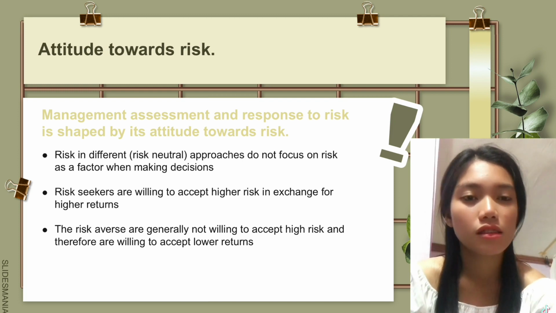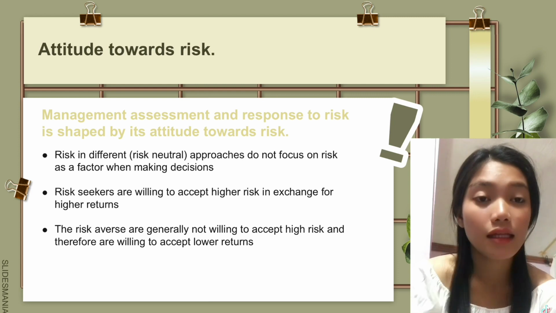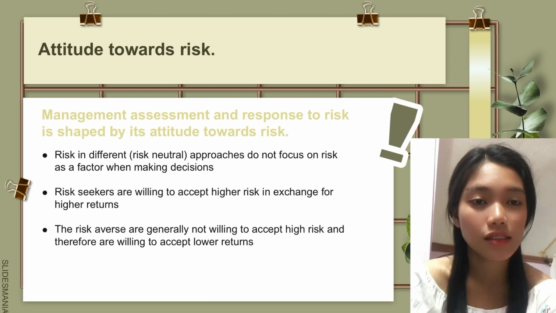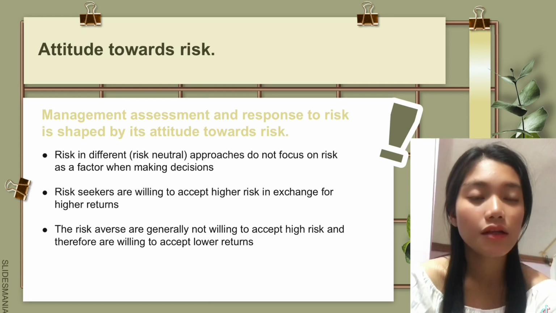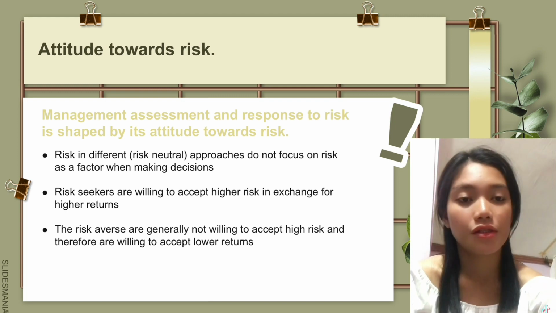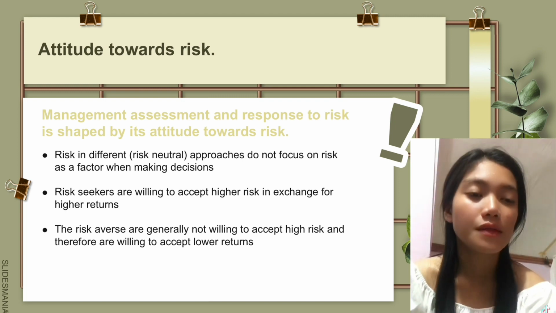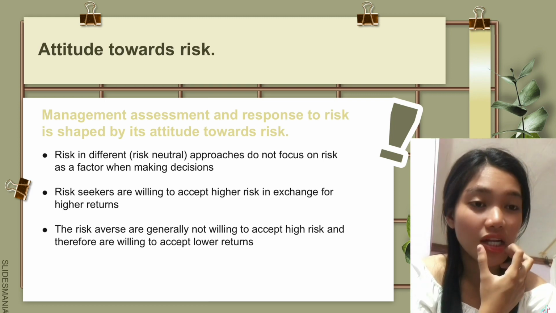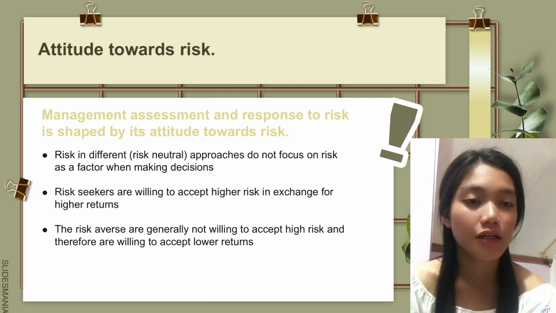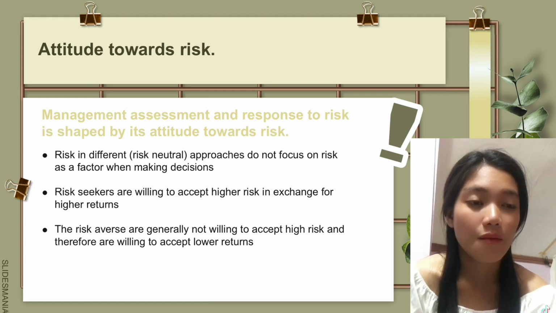So next is the risk averse. They are generally not willing to accept high risk and therefore are willing to accept lower returns. They are the investors who choose the preservation of capital over the potential for higher than average return. They are not willing to accept high risk.